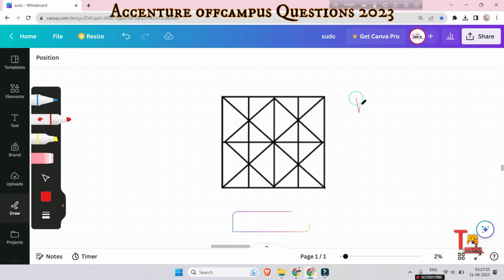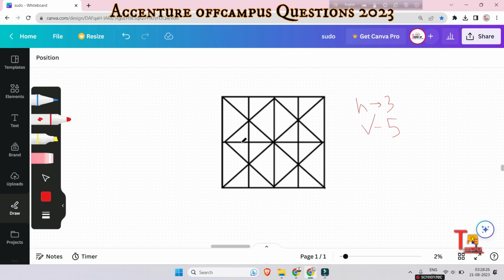So the horizontal lines present in the figure are 1, 2 and 3, right? So horizontal lines 3, and how many vertical lines? 1, 2, 3, 4 and 5. So vertical lines are 5, right? And how many slanting lines? So 1, 2 and 3 slanting lines.